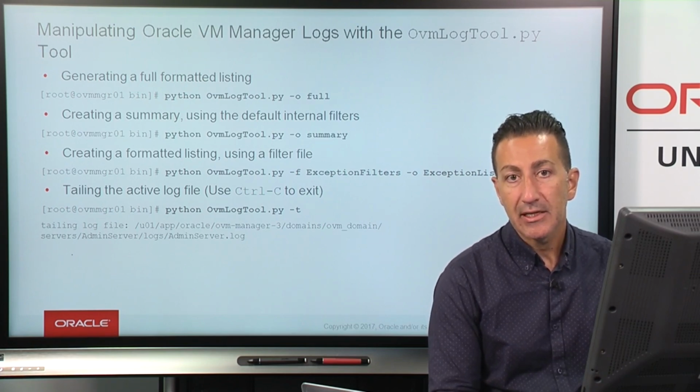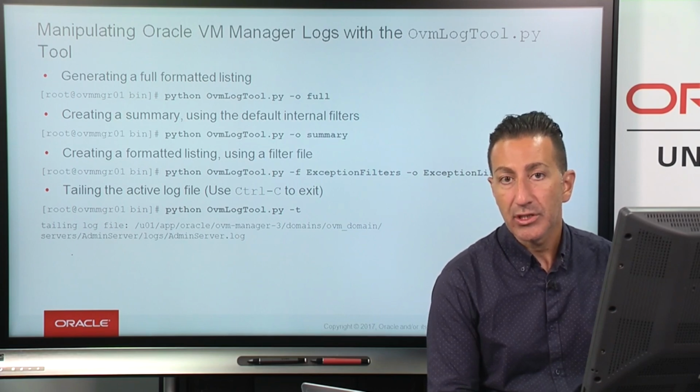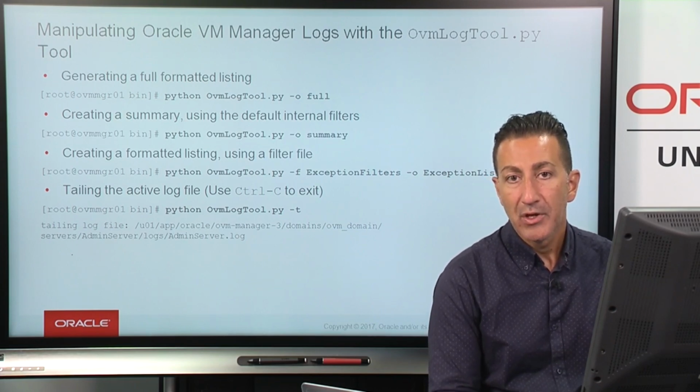And also tailing the active log file: you have the option to use the -T option with ovmlogtool.py. With this, it's easy to perform an interactive session in which you view in real time any log information that is recorded, and in addition you could perform a dynamic search in this dynamic output. You use Control-C, for example, to exit.